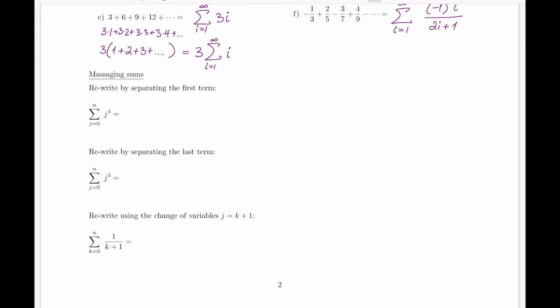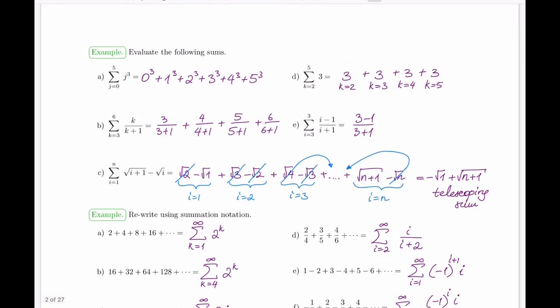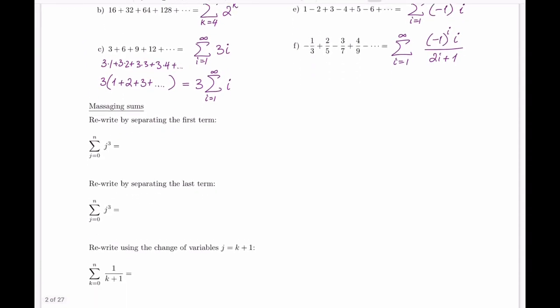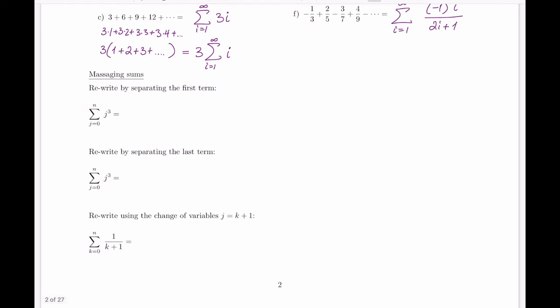We're calling it massaging the sums because we're going to either separate the terms or blend them right back in. Think of that as kind of like working with a dough. You can take pieces of it out or you can blend pieces of it back in together. We're going to take a look at this summation from 0 to n of j cubed. This is the exact same one that we've seen up here, except I am not going to stop at 5. I'm going to carry on all the way to n.